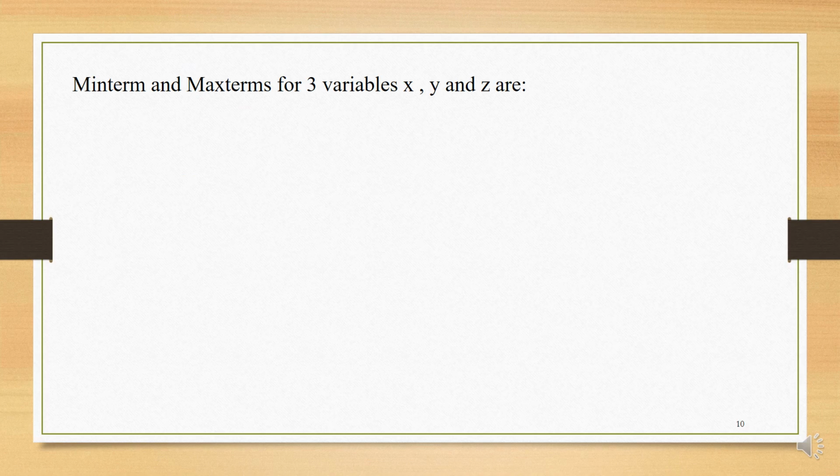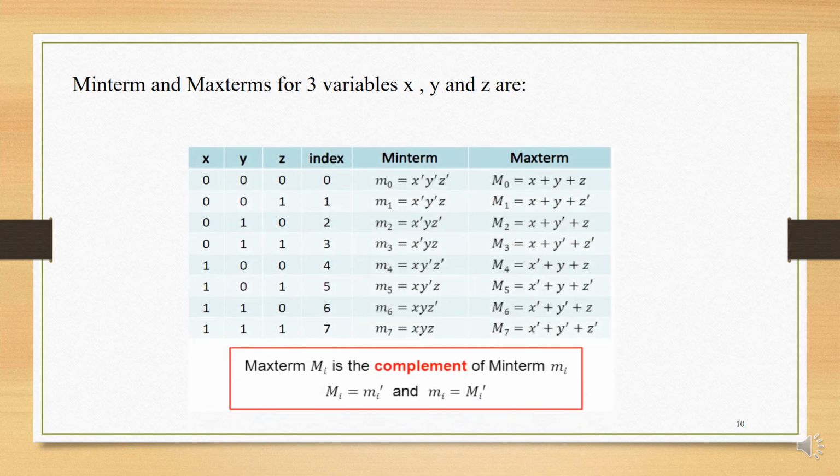Next, we will have a look on minterms and max terms for three variables x, y, and z. So for three variables, how many combinations we can obtain? It is 2 power 3, 2 power n. N will be the total number of variables. So the total number of variables here we are considering it as x, y, z, that is three variables. Therefore, 2 power 3 gives you 8 combinations starting from index 0 to 7.